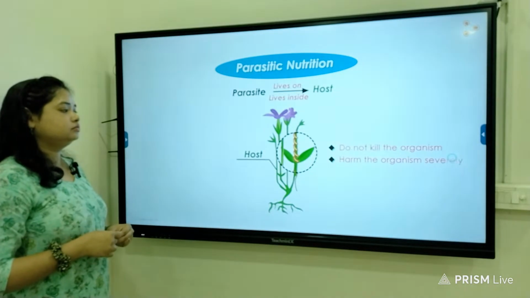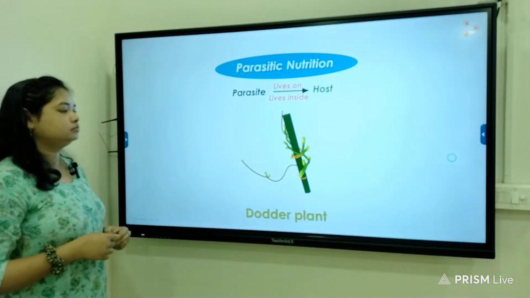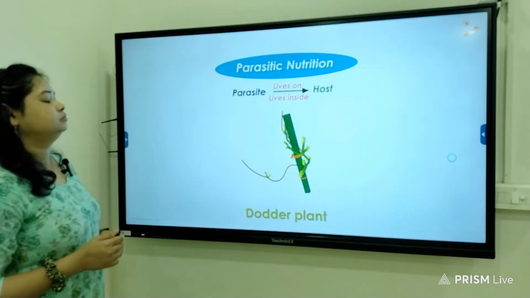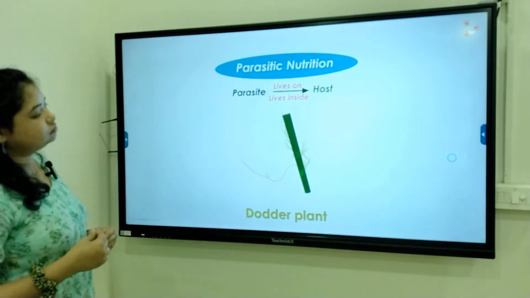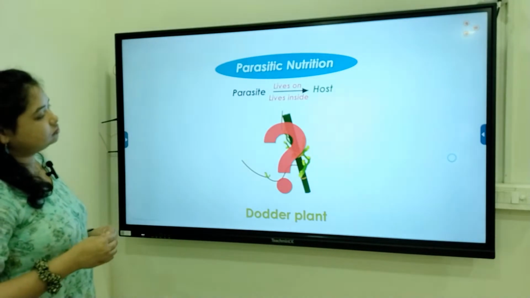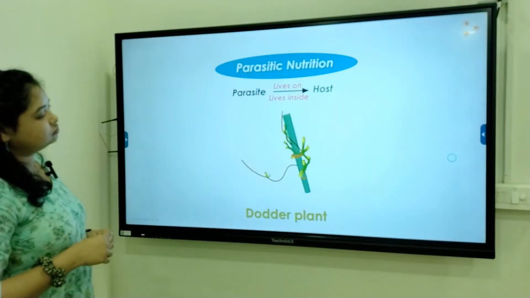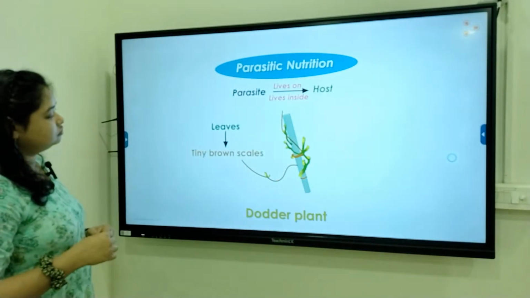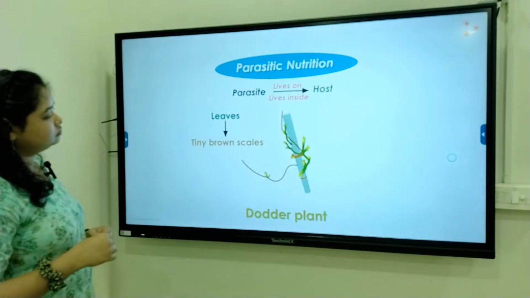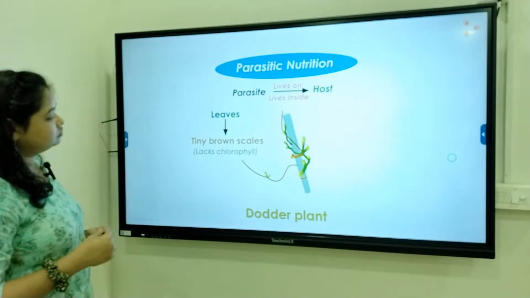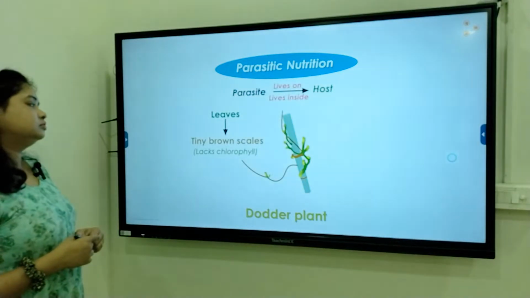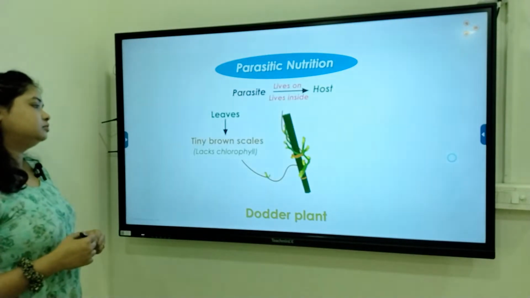To understand this, let's take the example of dodder, which is a parasitic plant. This parasite obtains its nutrition directly from the body of the host. But how does it obtain this necessary nutrition? Its leaves are reduced to tiny brown scales. That means the plant totally lacks chlorophyll pigment that's required for photosynthesis. So the plant wraps itself around the stem of the host plant, as we can see here.